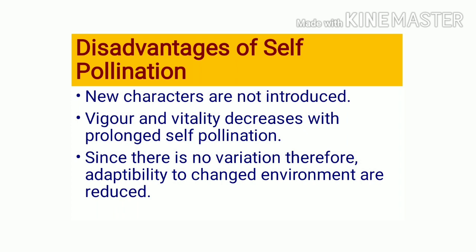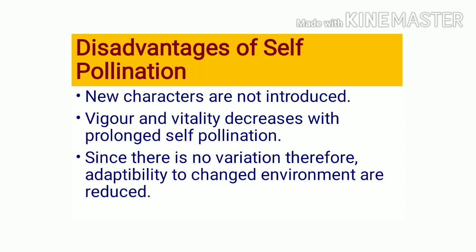Then the next disadvantage is that vigor and vitality decrease with prolonged self-pollination. If a plant body undergoes self-pollination for a longer period of time, then its quality gradually decreases. For example, the size of the fruit, the shape of the flower, the taste of the fruit. All these qualities or characters are seen to degrade.